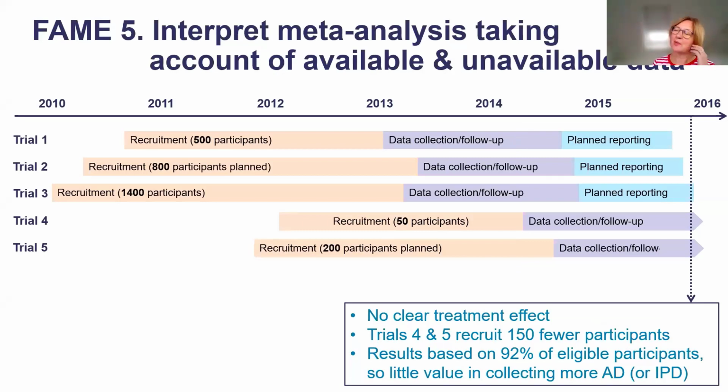So imagine in this hypothetical meta-analysis, we didn't have a clear treatment effect from those trials 1 to 3, and it turns out that the remaining trials recruited fewer participants. So it ends up our meta-analysis is actually based on 92% of eligible participants. So even less likely that those trials 4 and 5 would overturn the results. So in interpreting our meta-analysis, we can also think, well, is there value in updating? And from what we have so far, it seems that there's little value in going and collecting aggregate data from those trials or doing any kind of individual participant data meta-analysis.